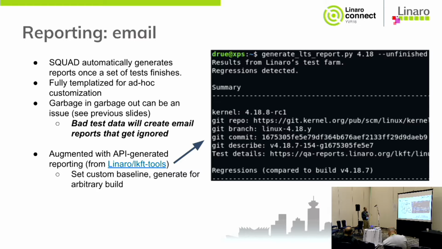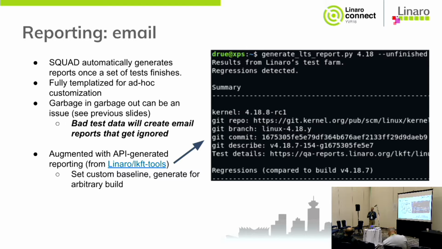And so the automated reports haven't been as useful. We really rely on a triage layer where we look at the results and then we determine if there's something that needs to be reported upstream. With regard to stable, we do respond to every stable RC, and we generate the email using the Squad API actually.